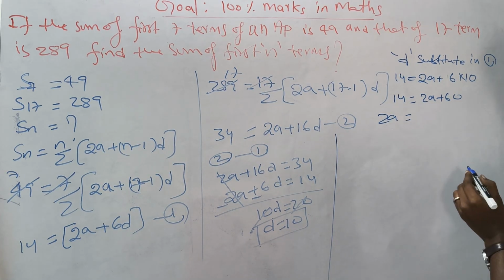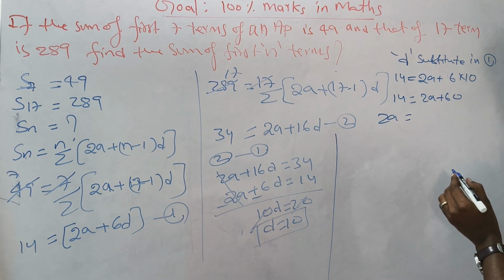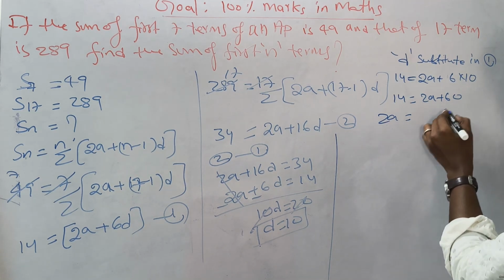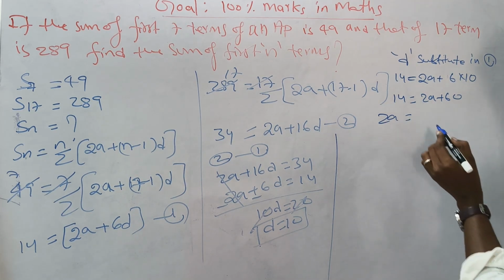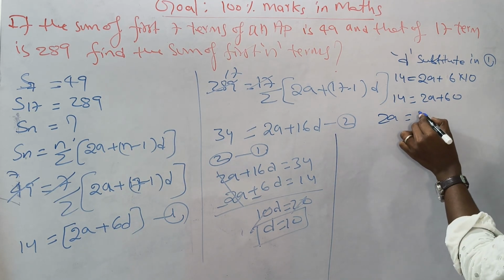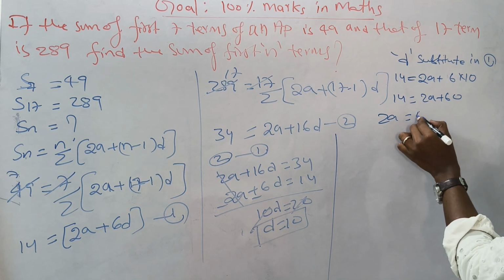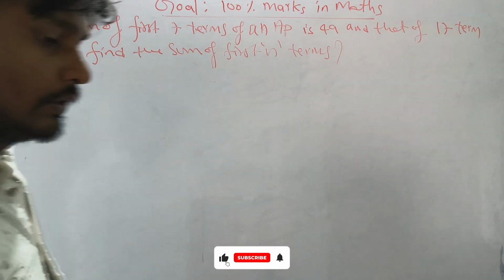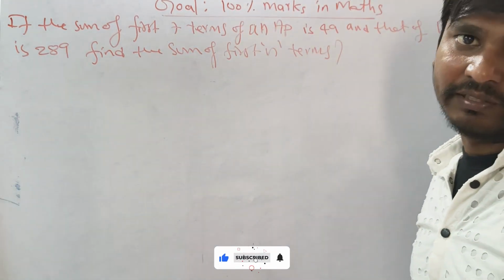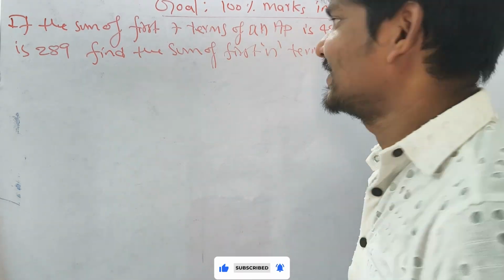2a is equal to minus 46. Okay students, we'll move to the next question, that is a somewhat challenging question.